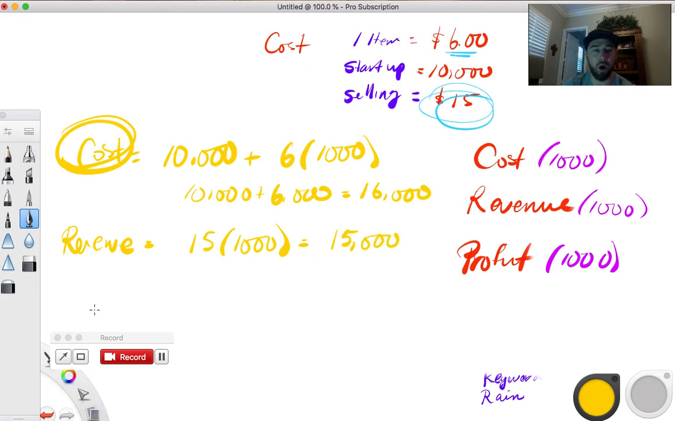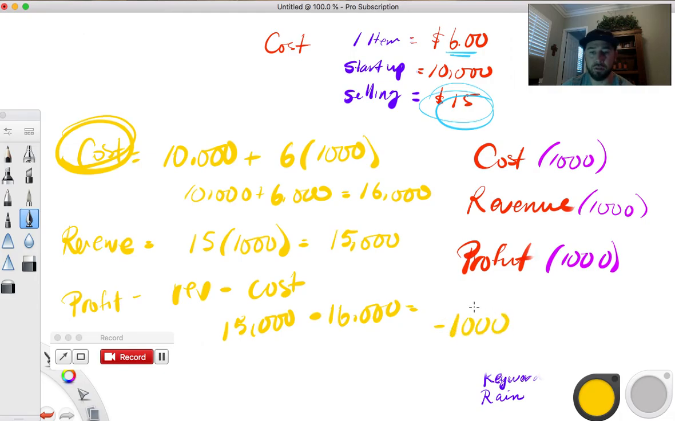Now remember, our profit is our revenue minus our cost. Our revenue was 15,000 minus our cost was 16,000, and we're only at negative $1,000. Okay, we're getting much closer. If we only made 100 items, we're down $9,100. We make 1,000 and we sell 1,000, we're only down $1,000. We're getting closer to that break-even point. The break-even point would mean you make 0.